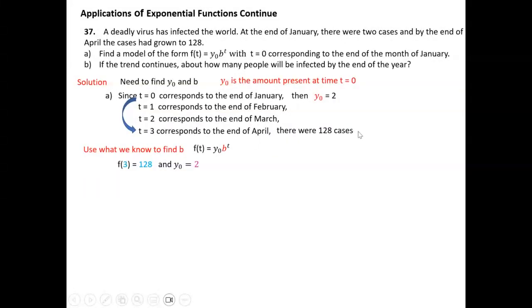The second point is (3, 128), which means f of 3 equals 128. Okay, now we're going to plug everything into the formula to find the b. Check this out.